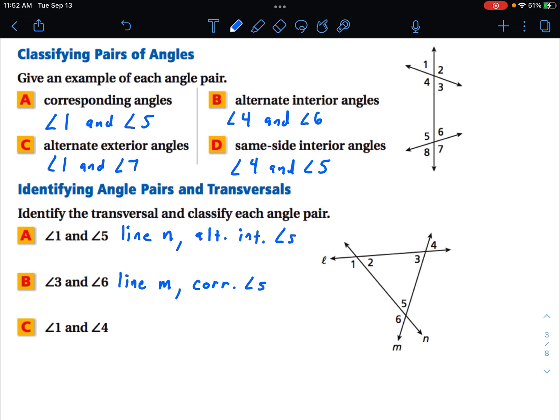And lastly, angle 1 and 4, line L would be your transversal. And 1 and 4 would be alternate exterior angles. So hopefully you got that. That just comes from the definition, knowing what those types of angles are.